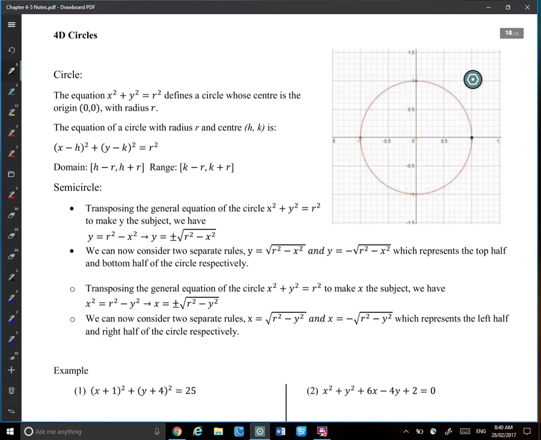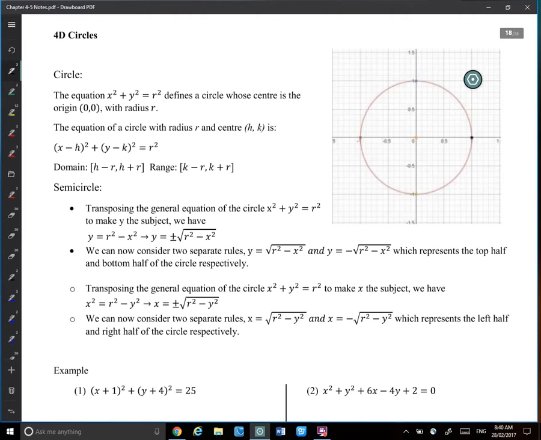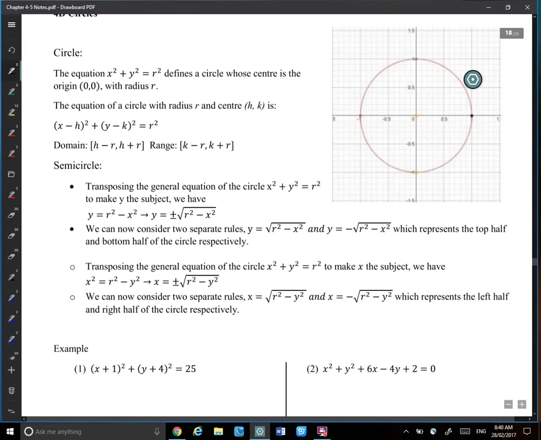First of all, let's look at the full circles. The simplest version for a circle will be x squared plus y squared equals r squared. You have the center at 0, 0 with a radius of r. At the back, the constant must be in the square form, and that refers to your radius. It defines the circle with center 0, 0 and radius r.